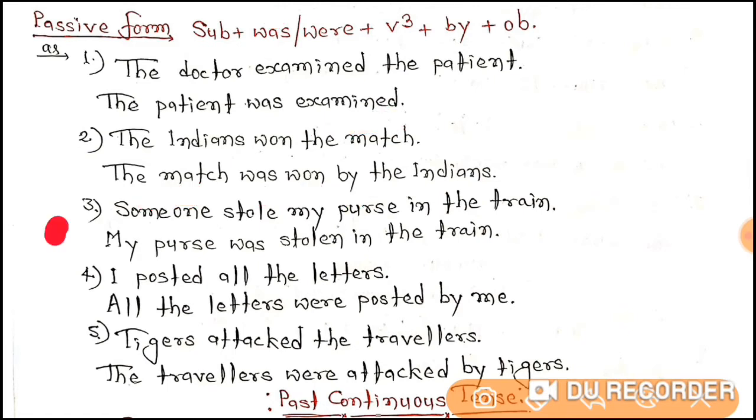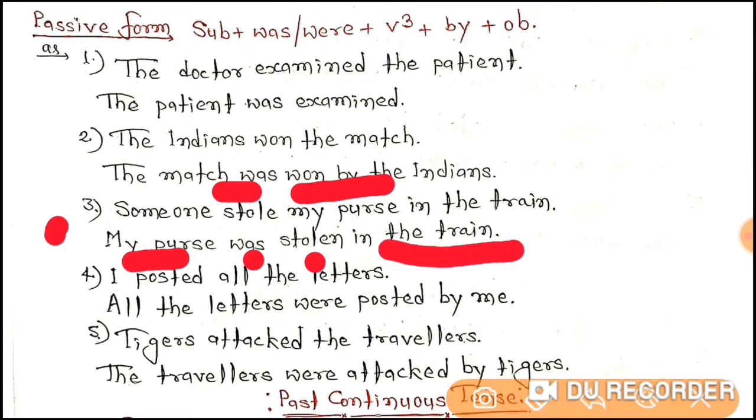Now let's understand the third one. Someone stole my purse in the train. So someone stole what? My purse. So students, remember here only "my purse" is the object. So you have to put my purse at the place of the subject of the passive voice. Then was, and then V3 stolen, and then the rest of the sentence, in the train, you have to use, and someone you have to omit.